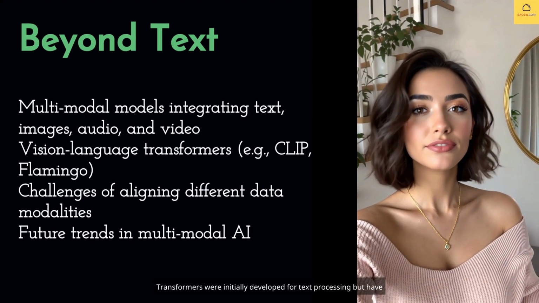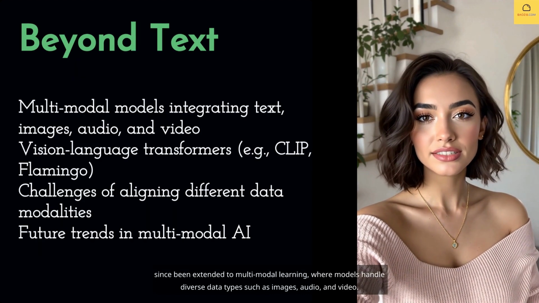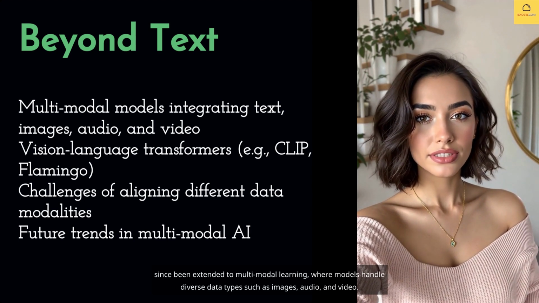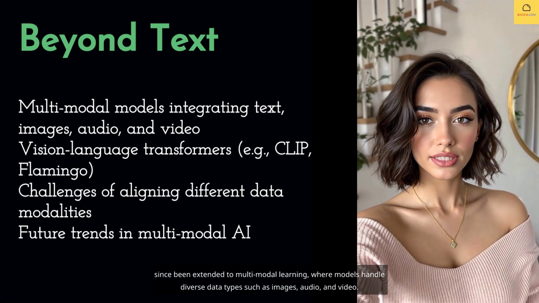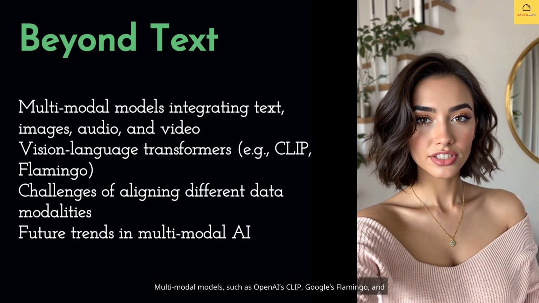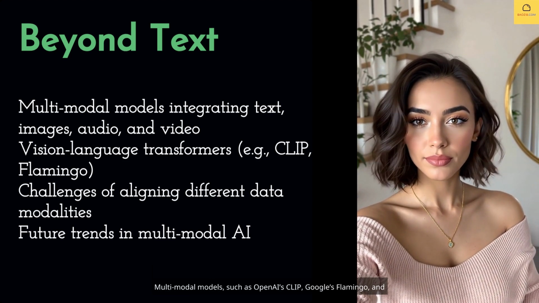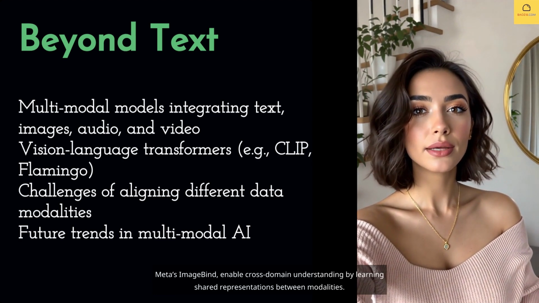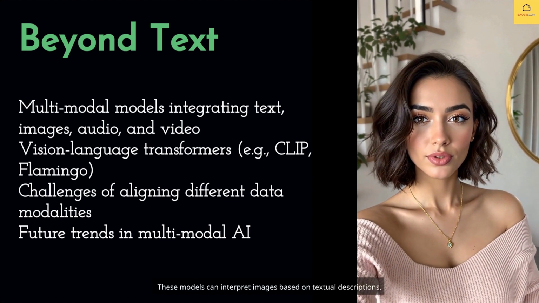Transformers were initially developed for text processing, but have since been extended to multimodal learning, where models handle diverse data types such as images, audio, and video. Multimodal models, such as OpenAI's CLIP, Google's Flamingo, and Meta's ImageBind, enable cross-domain understanding by learning shared representations between modalities.